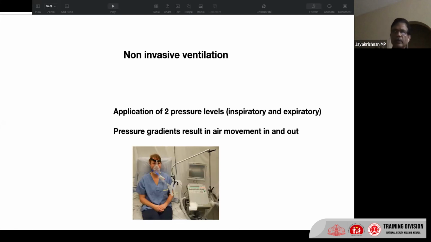We are not actually putting a tube into the trachea, so it's non-invasive. Only problem is that you need to have an interface, like a tight-fitting mask. That tight-fitting mask itself could be a cause for problems, like the mask causing injury to the face and other places. But if there is a tight seal, it is useful in providing adequate flow. And also CPAP, and peak and expiratory pressure, PEEP.